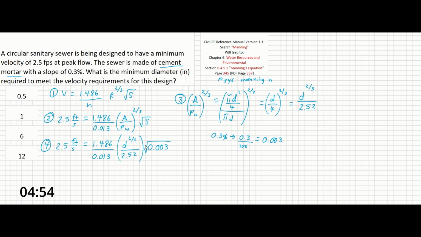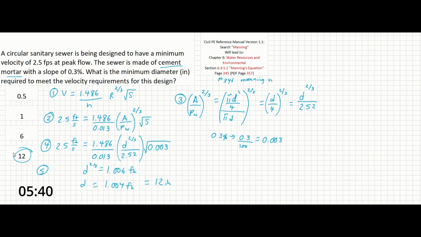And what we can do at this point is solve for the diameter, which is what the problem asks for. So finally, we can break this down to, if we multiply these terms over here and then divide by 1.486 and the slope, we will get d to the 2/3 equals 1.006 feet. And solving just for d, we get 1.004, so that doesn't change much, feet, which of course is just about 12 inches.